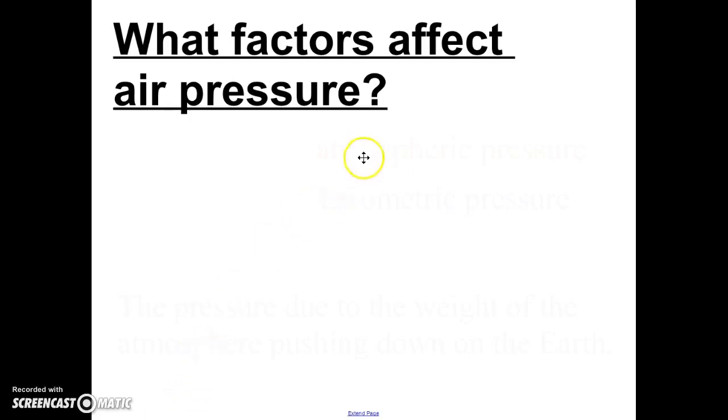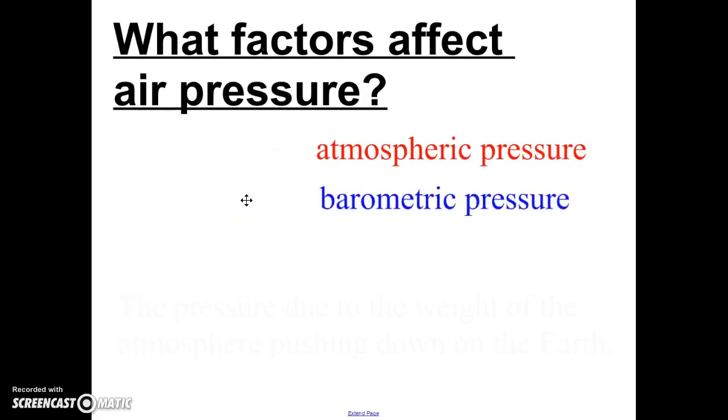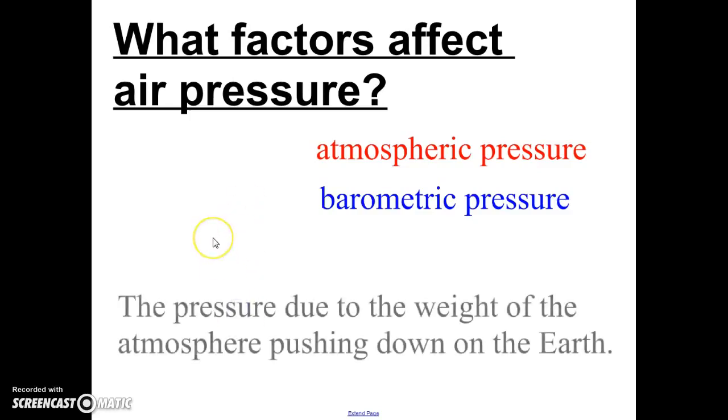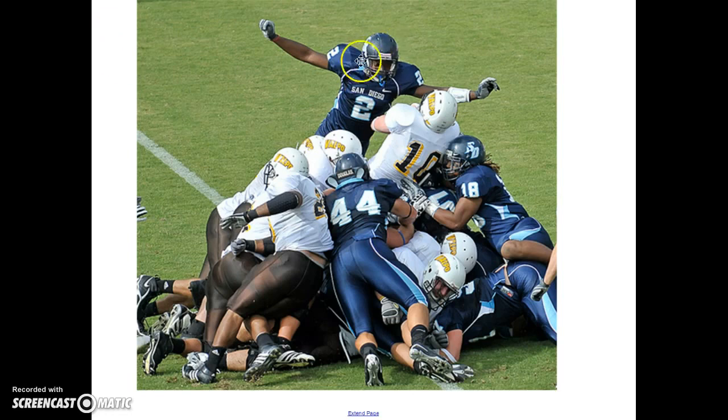Air pressure has a few names. We also call it atmospheric pressure and barometric pressure. They all mean the same thing. And we know that air pressure is caused by the weight of the air or the atmosphere that's pushing down on the earth. It works the same way as in a football game when somebody is getting tackled. The person on the top doesn't have anybody on top of him, so he's not really under pressure. The poor guy at the bottom, however, is under a lot of pressure due to the weight of all of these other people laying on top of him.